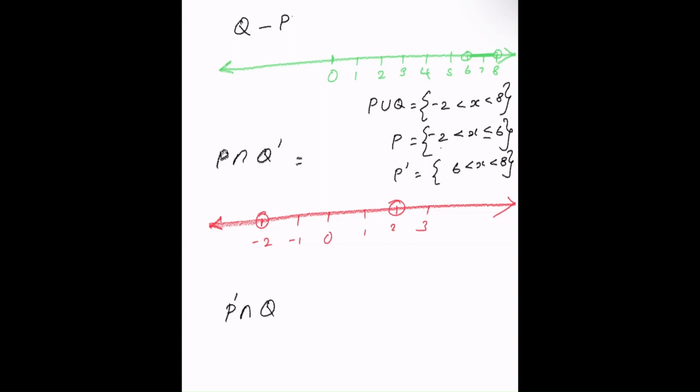Now, when I remove -2 to 6 from P union Q, what else do I have? 6 to 7 and 7 to 8, right? 6 to 7 and 7 to 8 is all I have. And I am not supposed to include 6 because 6 is already part of P. So my P dash intersection Q is going to be 6 is not included, 8 is not included. This is my P dash intersection Q.